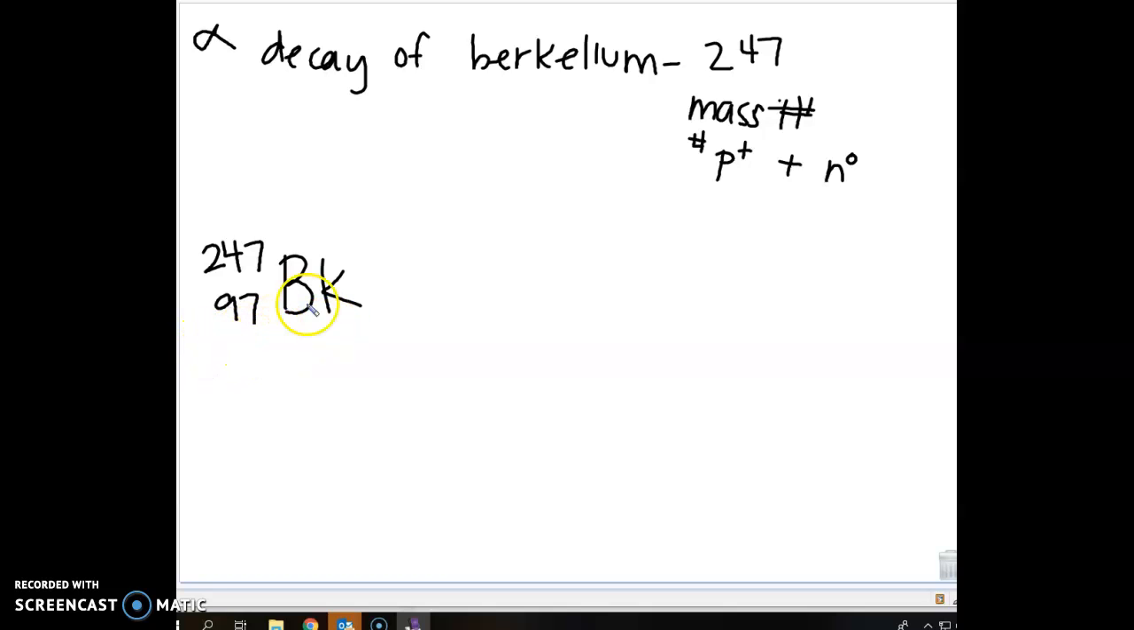So this is what I'm starting with. It's going to decay, so that's going to be my arrow. I'm told that it's going to exhibit alpha decay. What that means is it's going to emit an alpha particle. So I go to my cheat sheet and I see that an alpha particle is really the same thing as a helium nucleus. So I'm going to write my alpha particle here.